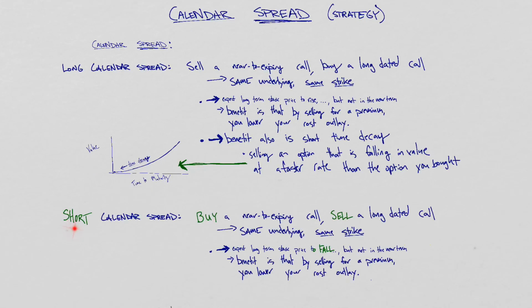But it's also worth noting that you can also do something called a short calendar spread, and that's just the opposite. You're buying a near to expiration date call, and then you're selling a longer dated call. And the expectation is that you think that the stock will rise in the short term but fall in the long run. And so by selling a longer dated call, you're receiving a premium, and some of that premium is going to offset the cost of buying this shorter dated call. And so you lower your cost outlay, and if you're right, can have more profit as a result.